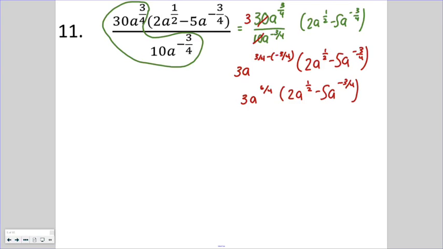All right, so let's actually distribute that. I'm not going to worry about simplifying till the very end, but it doesn't matter at what step you simplify. Okay, so everything gets multiplied by 3a to the 6/4. And so this is going to become, I'm going to write this over here on the far left-hand side, 3 times 2 is 6. And then when I've got the bases being multiplied that are the same, I add the exponents. So this is 6/4 plus 1/2. And then minus 3 times 5 is 15, and then a to the 6/4 plus negative 3/4.